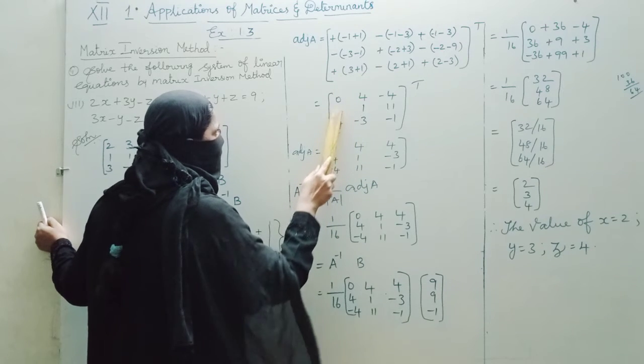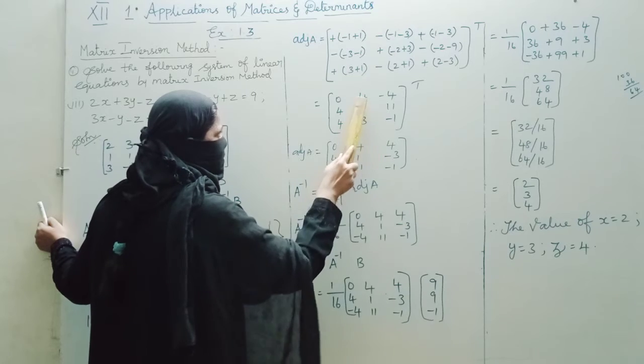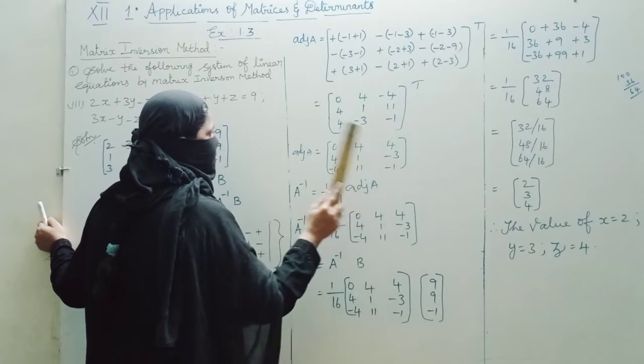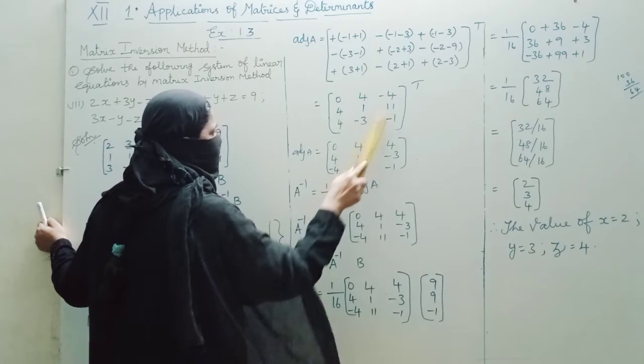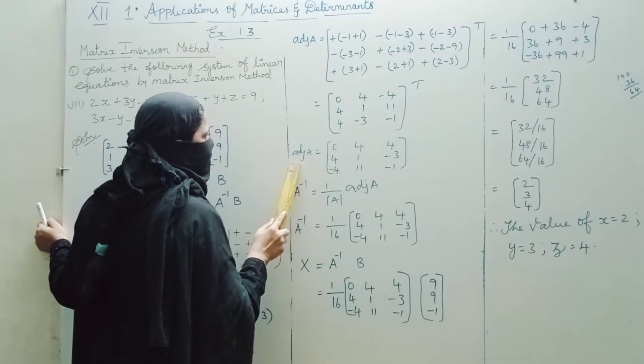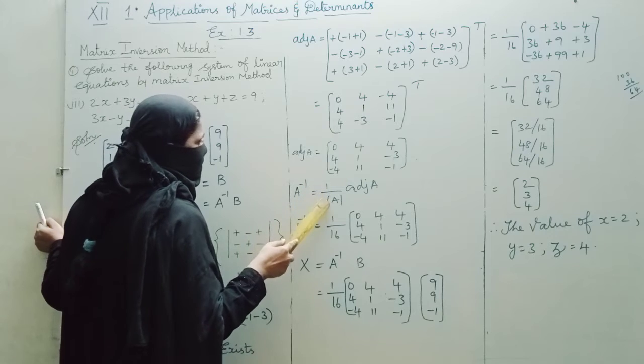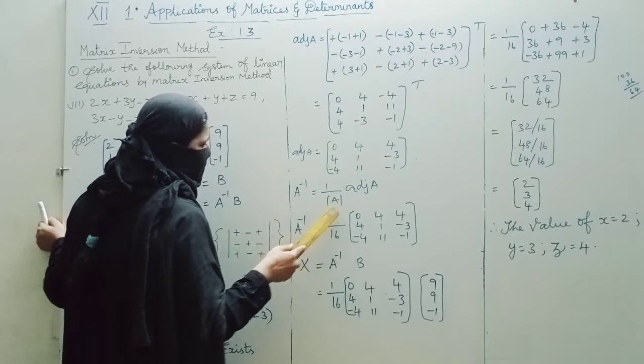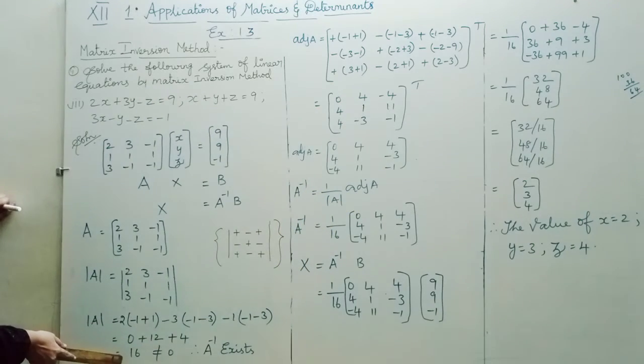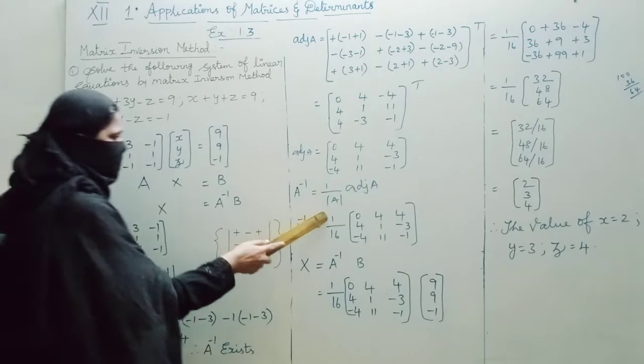So 0 4 4, 0 4 4. Next 4 1 minus 3. Next minus 4 11 minus 1. Now you got the value for adjoint. What is the A inverse formula? 1 by determinant A into adjoint A. What is the determinant A value we got? 16. So 1 by 16.